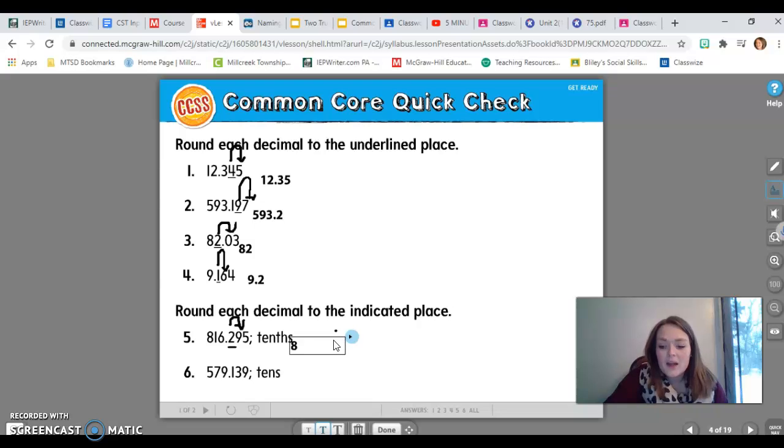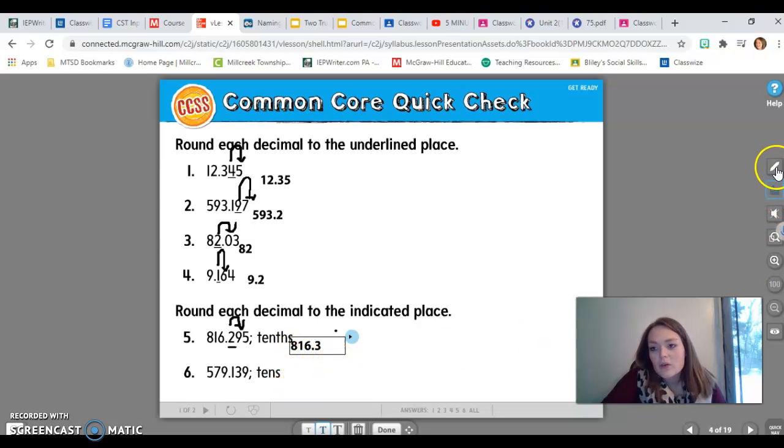Okay, so my 816 stays the same, my decimal stays the same. So now I'm looking at my 2 and my 9. Does 9 bump it up or drop it off? We're going to bump it up. So my 2 becomes a 3. My answer is 816 decimal 3 tenths.